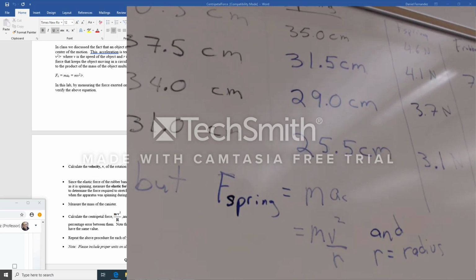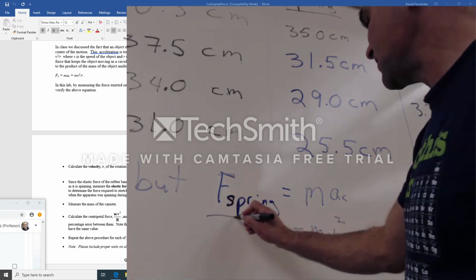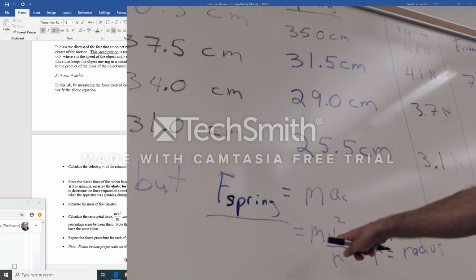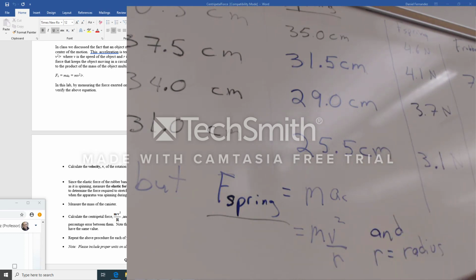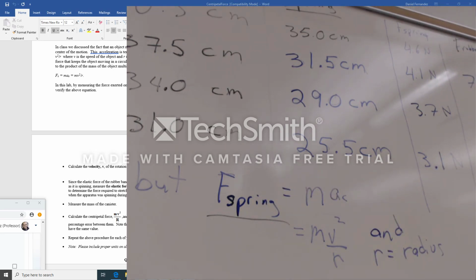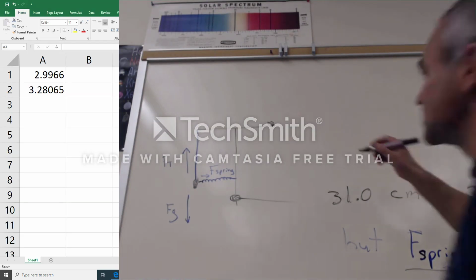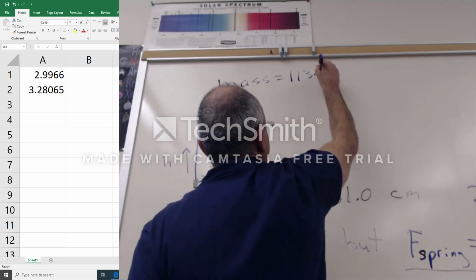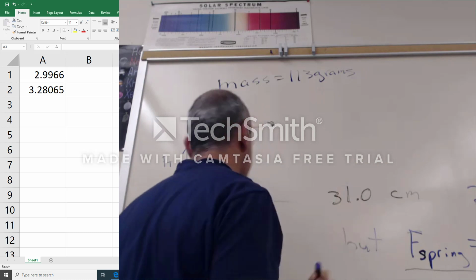And so your goal is to take the force of the spring that you measured, or that I measured with the vernier, and compare it to the mv squared over r for each of the cases, where m is the mass of the hanging bob. I'm going to have to give that to you. That's the goal of this lab, and then to basically find the percentage error between these two numbers. That's what we're trying to compare. So the mass of the little hanging object was 113 grams. You'll need to know that.